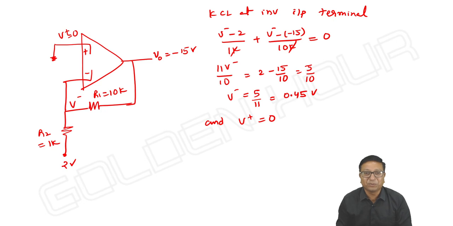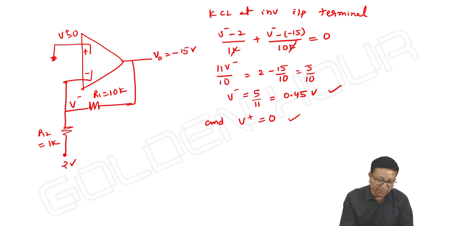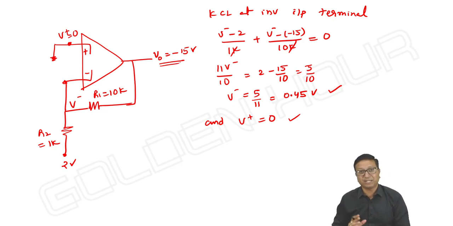Are they equal? No. Now look at the comparator principle. Voltage at the inverting terminal is 0.45 volt and voltage at the non-inverting terminal is 0. So the inverting terminal voltage is dominating the non-inverting terminal voltage, so output is minus V saturation. Absolutely, that is valid. You will not get V minus to be negative here as far as this example is concerned.